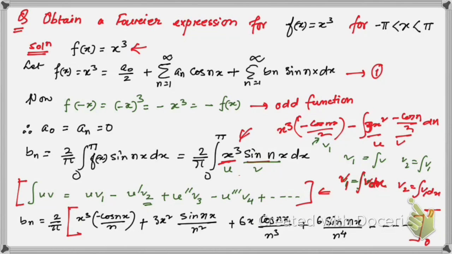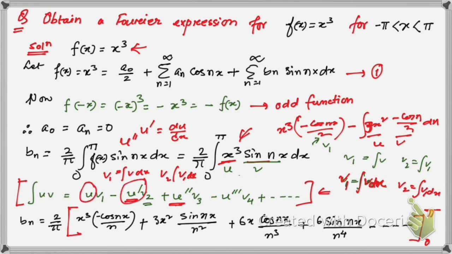Let me tell you one more thing. As I have taken v1 as the integration of v dx, then v2 is taken as the integration of v1 dx. Similarly, u dash is the derivative of u with respect to x, and u double dash is the derivative of u dash, or the second order derivative of u. So u triple dash is the third order derivative of u, the derivative of u double dash. Hope you have understood these things. Now let me go to the next slide.